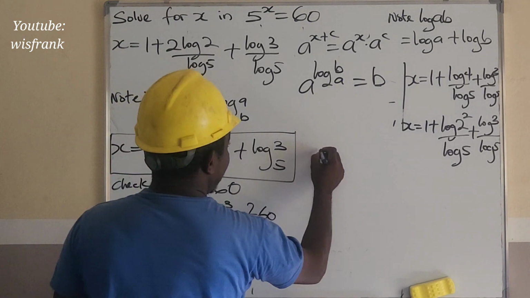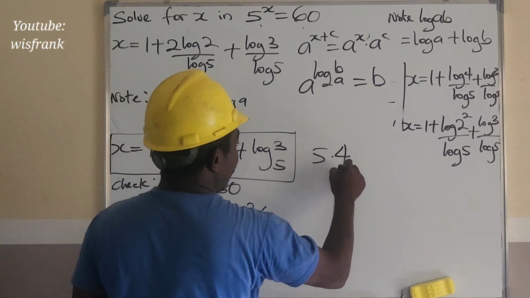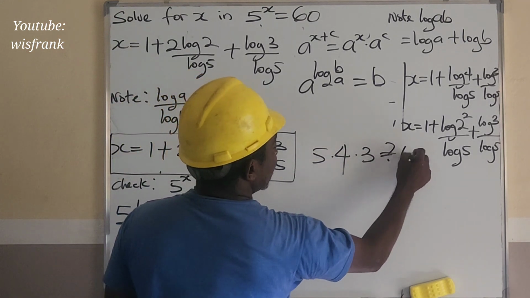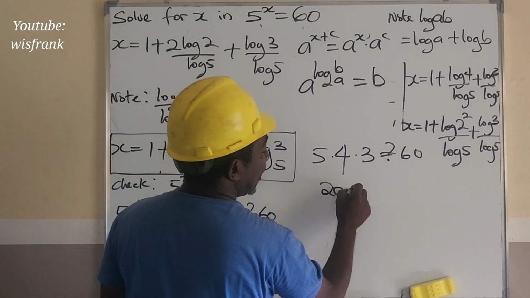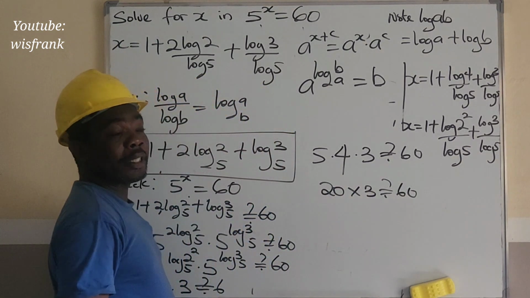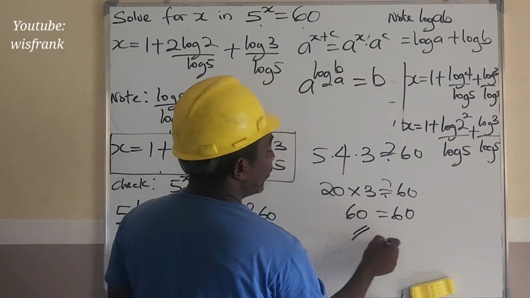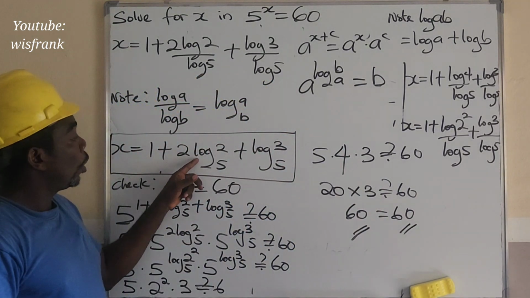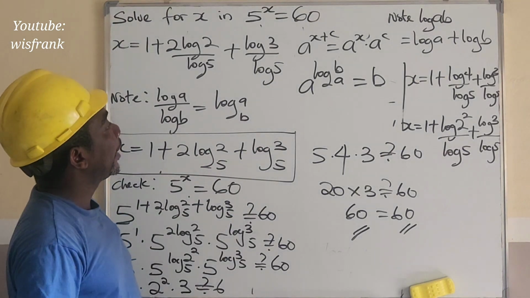In that case, we have 5 times 2 to the power of 2, which is 4, then times 3. Will this equal 60? So 5 times 4 will give us 20, times 3. Will this equal 60? We all know that 20 times 3 is 60, which equals 60. Therefore, x equals 1 plus 2 log 2 base 5 plus log 3 base 5 satisfies that expression.